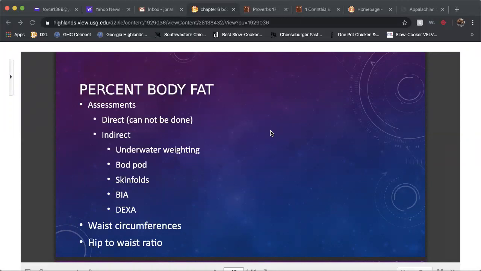What do you think the big issue with the DEXA is? Why hasn't everyone had a DEXA to figure out their body composition?